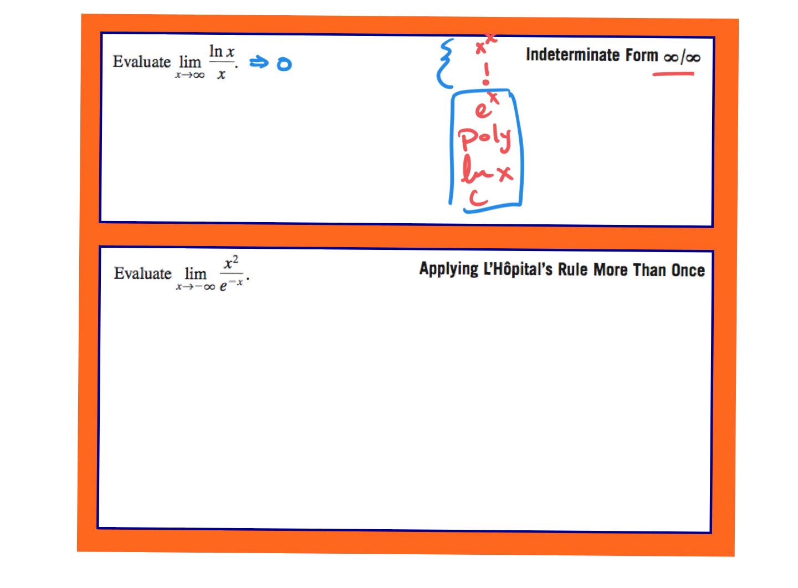And the same thing on this next one. I have a limit as x approaches negative infinity of x squared over e to the negative x. If I were to substitute in negative infinity, technically I have infinity up top and I have infinity on the bottom. However, if you understand speeds, we can do this really quickly. Who wins? The bottom wins. An exponential is going to beat out a polynomial. And so we end up with 0.